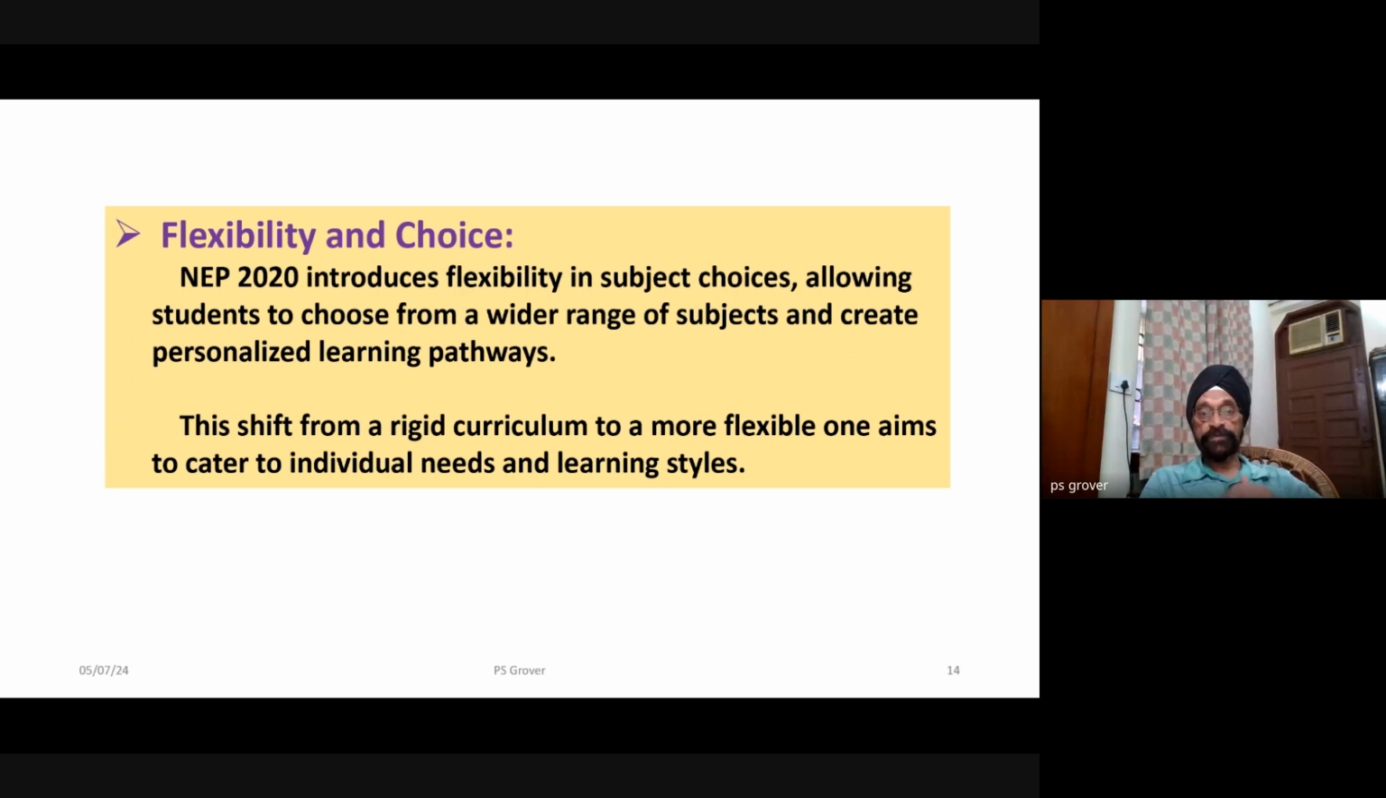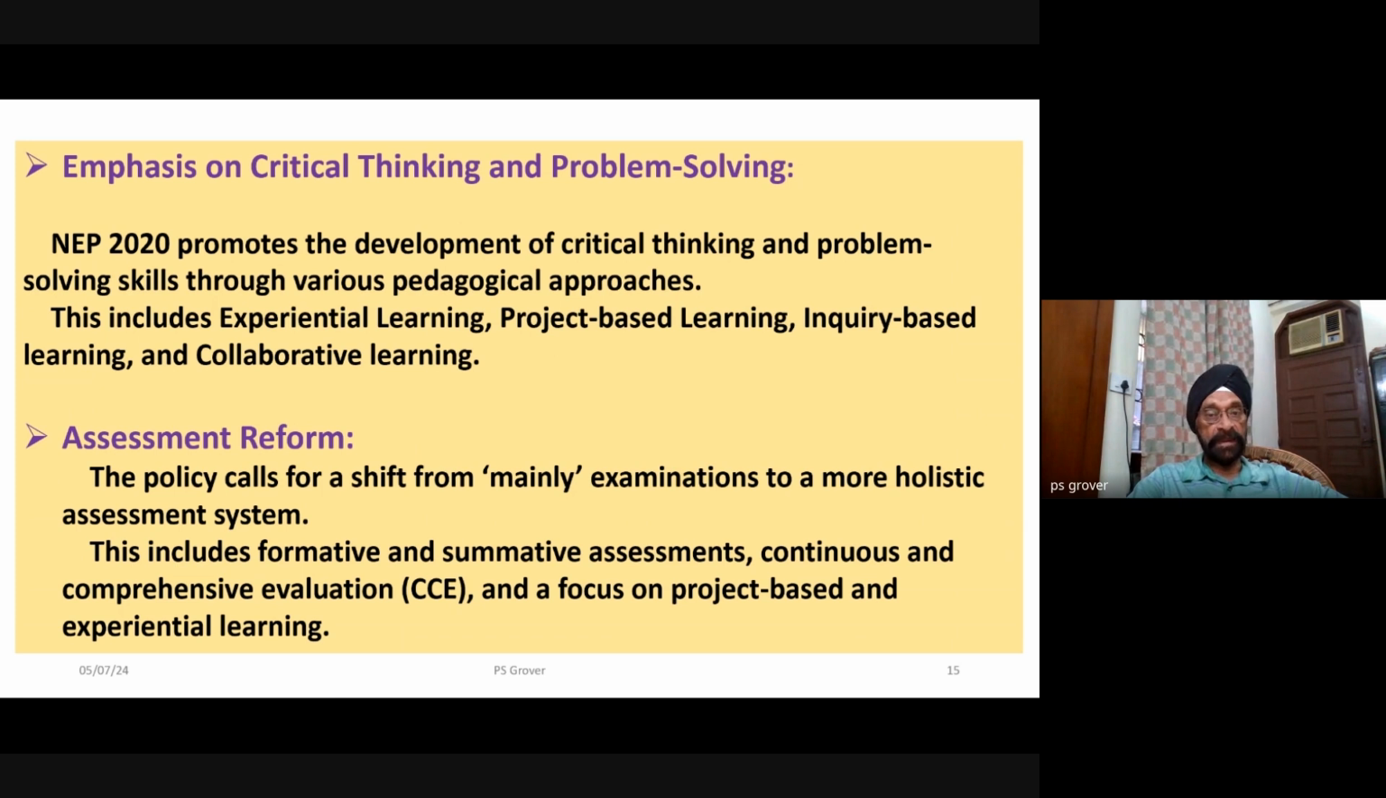Then the choice of the student should be flexible. NEP 2020 introduces flexible subject choices, allowing students to choose from a wider range of subjects and create personalized learning pathways. Now, please see here, NEP says adopt a curriculum which is flexible. Why? So that students acquire those skills and that technical knowledge which is required by the industry. That means employability skills are the focus of NEP 2020 when it suggests that students should have a choice regarding what they want to study, keeping in view their interests and so on. And then it says emphasis on critical thinking and problem solving. Students should be competent. Students should be able to solve new problems.